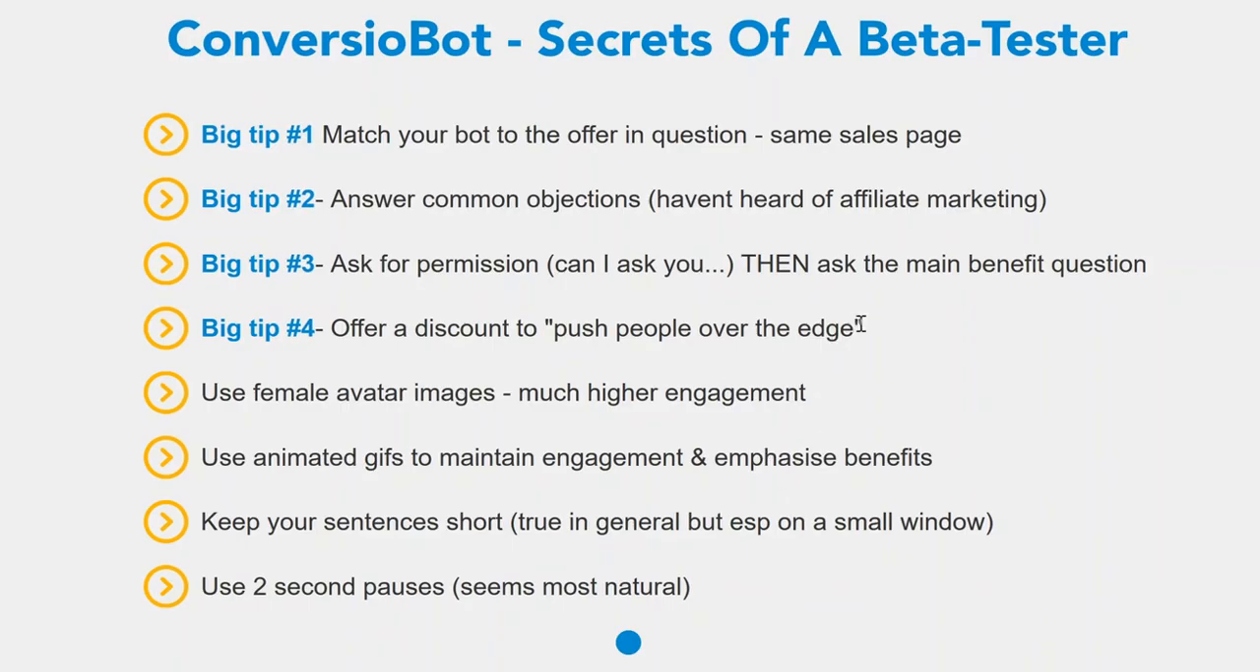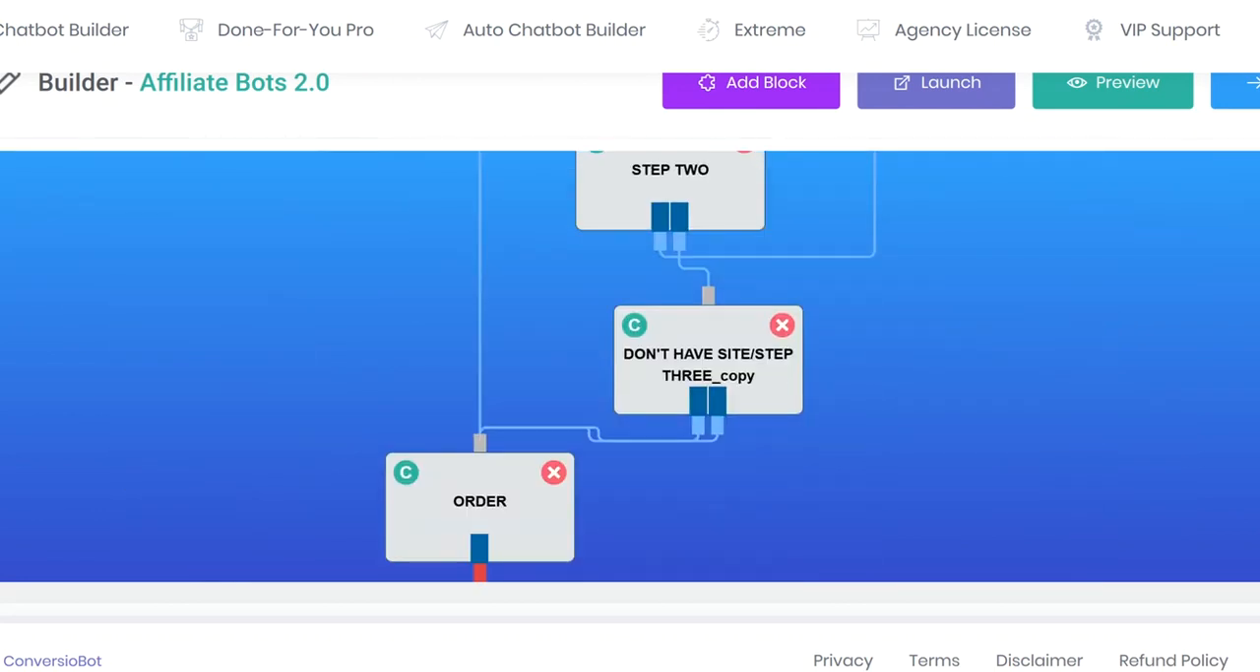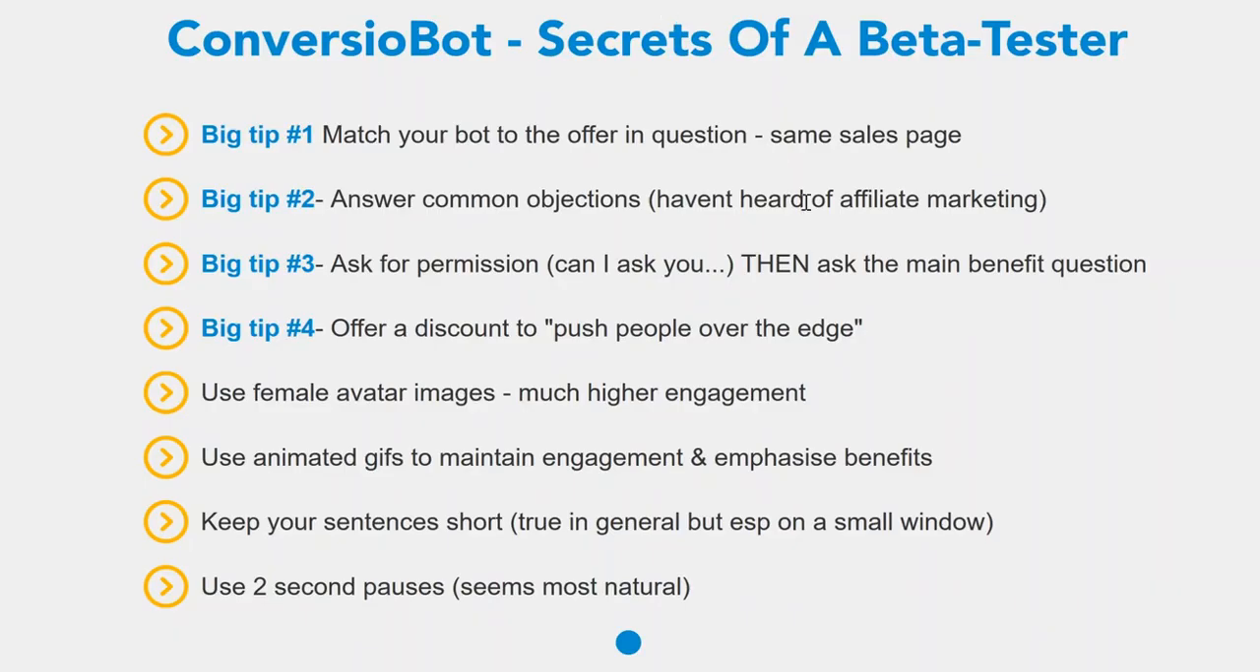And those are the kind of the key benefits. And one last benefit is offer a discount to push people over the edge. So once people have engaged with your chatbot, they're going to be ready to take action. But in order to really encourage them to take action as much as possible right at the end, we are going to want to offer them a discount. It doesn't have to be a huge discount, but just a small discount can encourage people to click through and take action. And of course, the other thing is it helps with your ability to track the sales coming from this. And I definitely recommend you do that so you can see how powerful Conversio bot is.